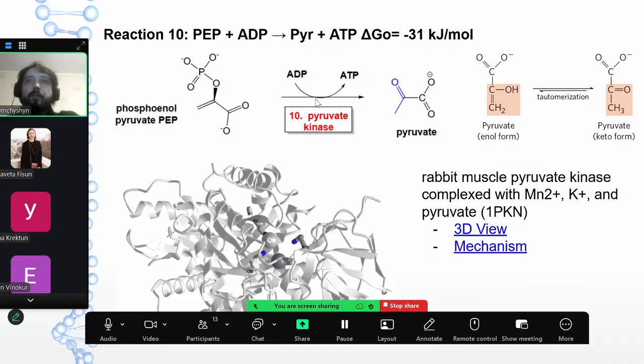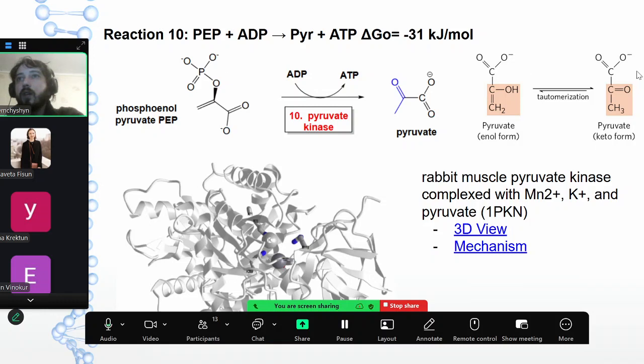Step number 10. We have phosphoenol pyruvate and ADP, and we get pyruvate and ATP. So one more ATP can be generated. You see this delta G naught is pretty low, minus 31 kilojoule per mole. So this reaction readily goes.